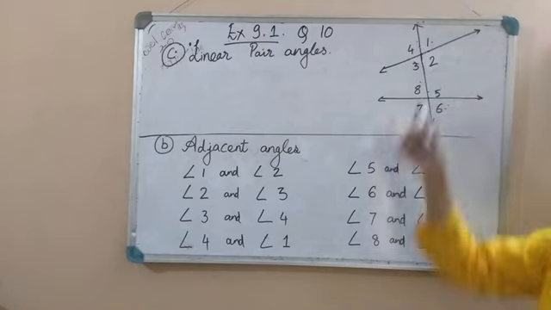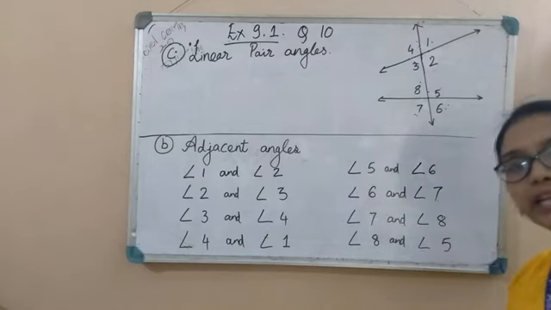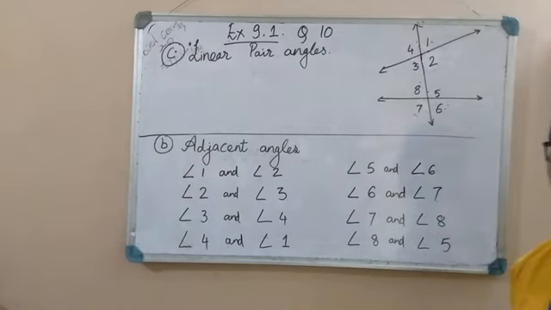So it means, in this figure, whatever we are having for adjacent angles will be our linear pair angles. So the same pairs, the same angles, I can write here.